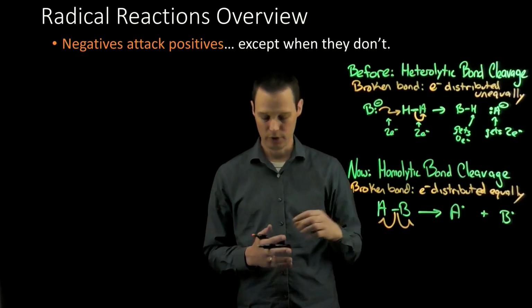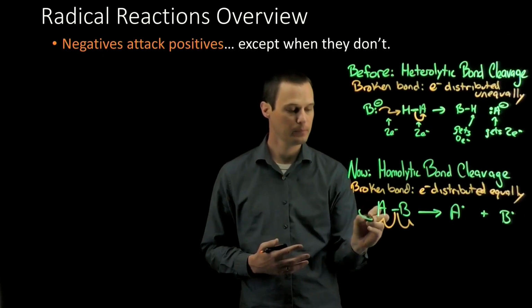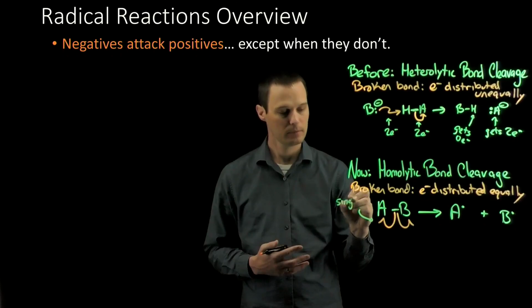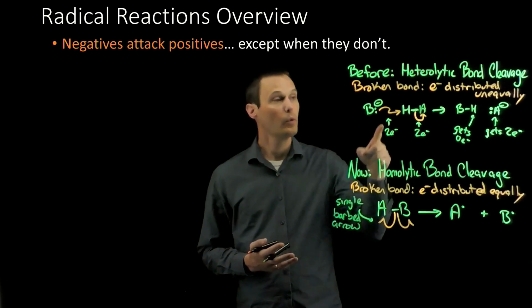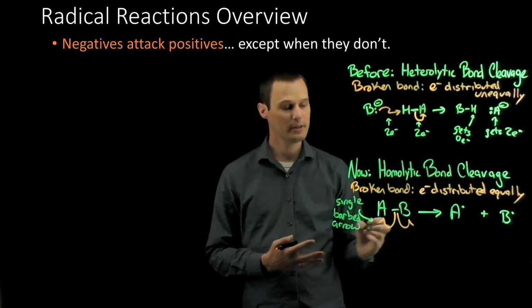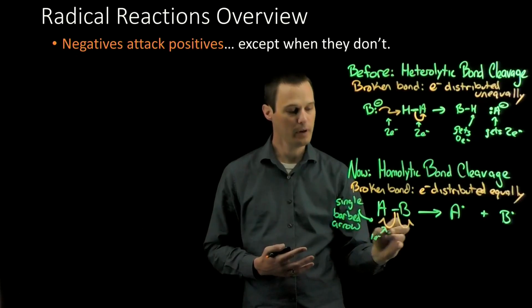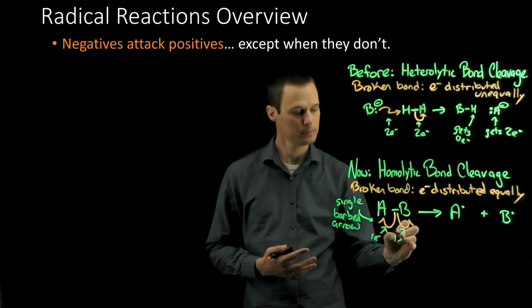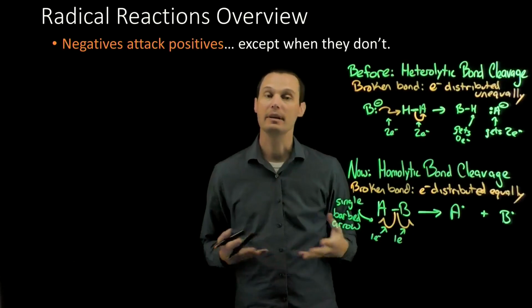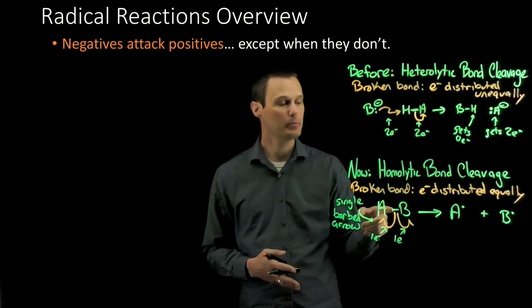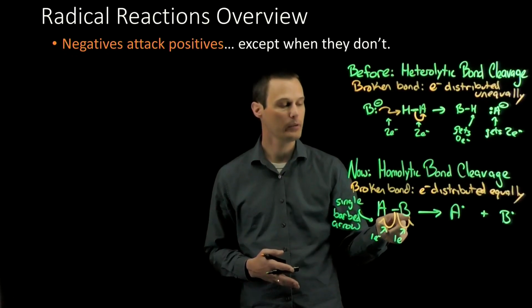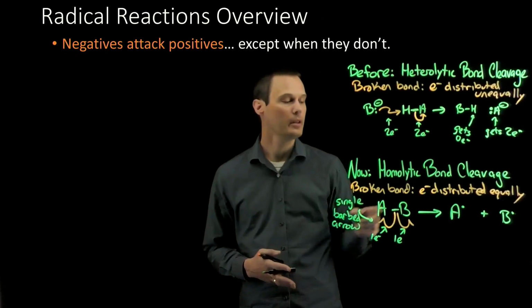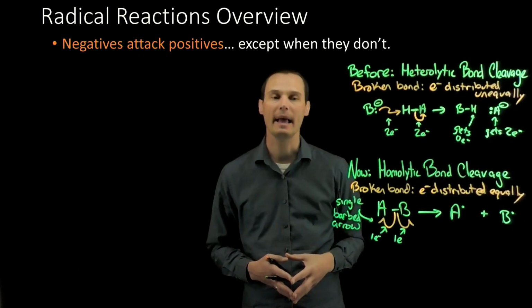Notice what's different here. We have what's called a single-barbed arrow. Where a traditional arrow shows the movement of two electrons, a single-barbed arrow shows the movement of one electron. This bond between A and B had two electrons in it. When this bond broke, we took one of those two electrons and moved it onto A as a new radical, and one of those two electrons onto B as a new radical. The electrons were distributed equally between A and B.